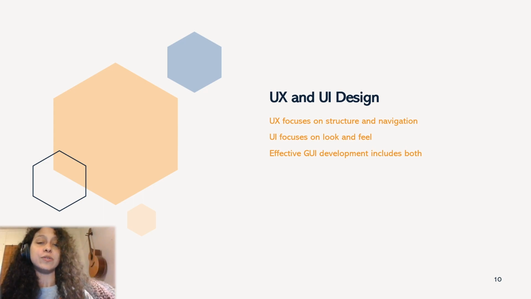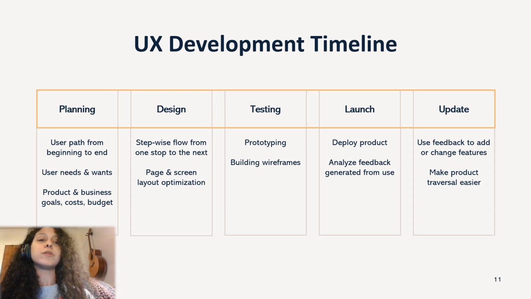Next, we will discuss UX and UI design. The user experience design focuses on the structure and navigation of a product, while user interface design focuses on the look and feel of the product. And effective GUI development incorporates both. If we look at a UX development timeline, we'll see the same stages we discussed earlier: planning, design, testing, launch, and update. And these will be very similar to the UI development timeline, but let's take a look at a few specifics just to UX.